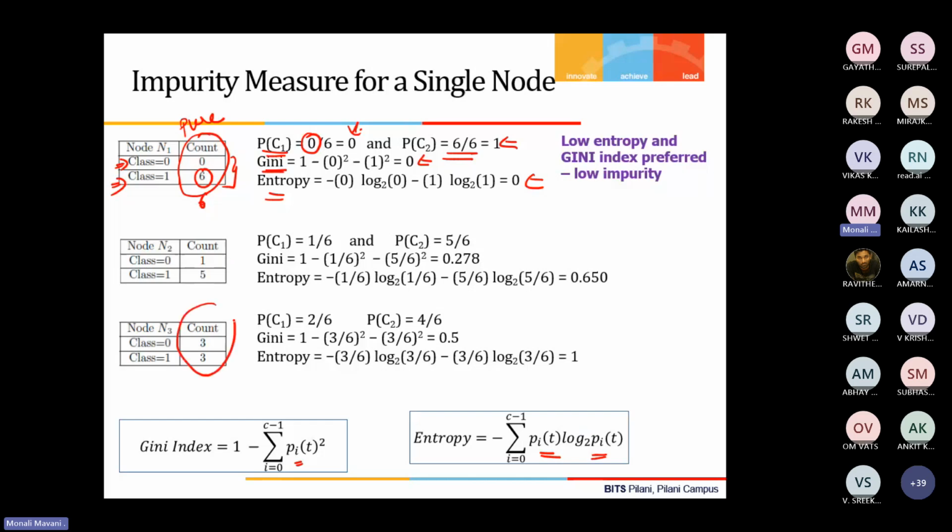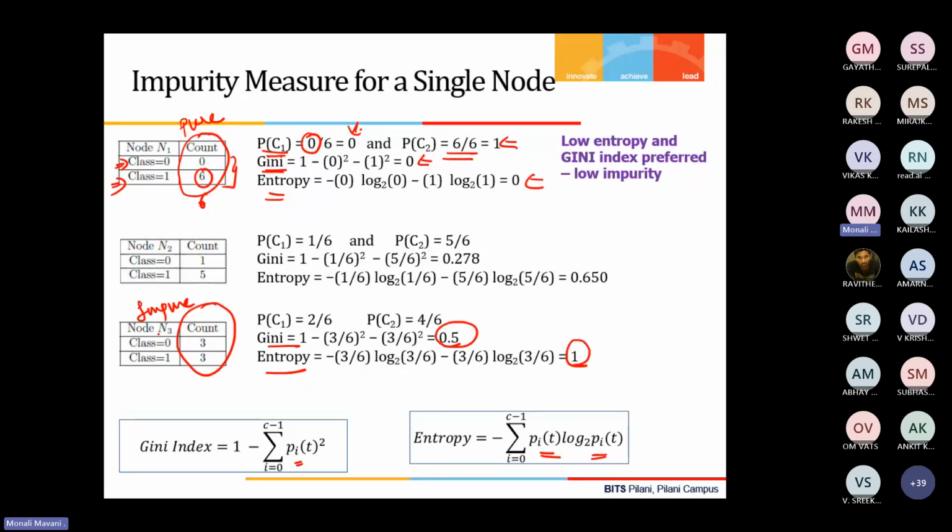Compared to that, look at the last number: 3. So what will I call this? An impure node. The examples belonging to this leaf node, 3 belong to class 0, 3 belong to class 1. There is high uncertainty whether I should consider it as class 0 or class 1. Both have a 50% probability when I want to predict the label. So when we calculate Gini and entropy for that, use the formula, and Gini will be 0.5 and entropy will be 1.